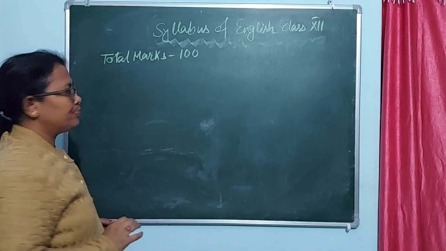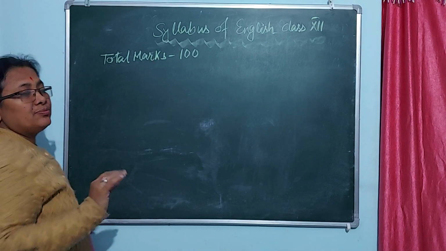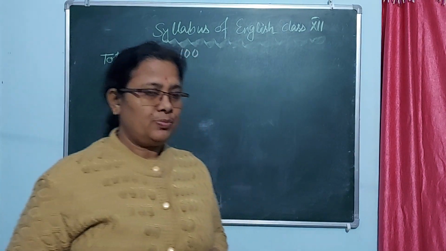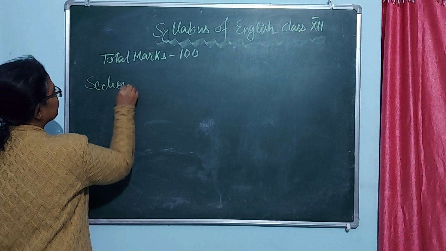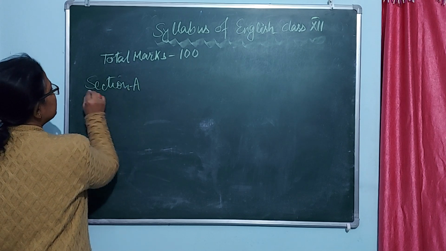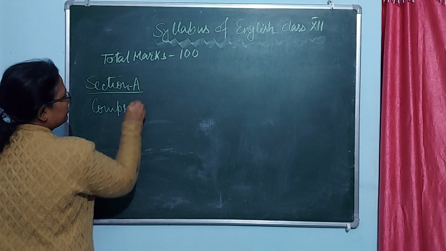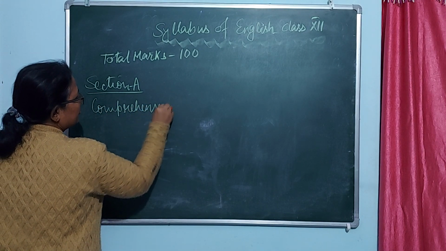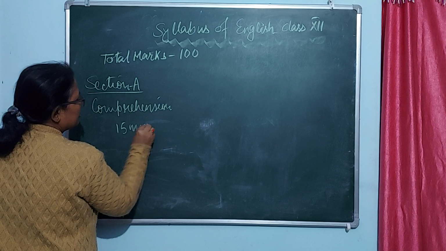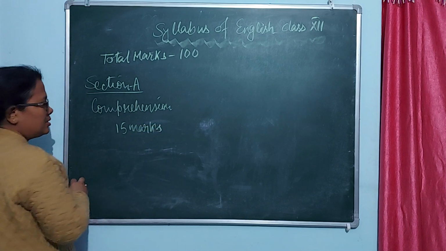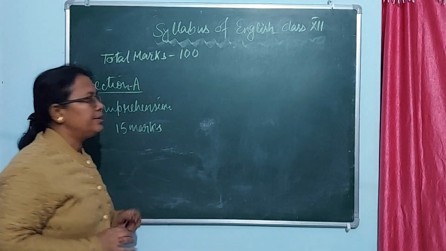Full marks 100. And we have divided these 100 marks. How? We have 4 sections in the English question paper. That is Section A. Section A carries the comprehension, and it is 15 marks. How these 15 marks have been distributed, I will give you. Some short questions are there and a few vocabulary items are there.